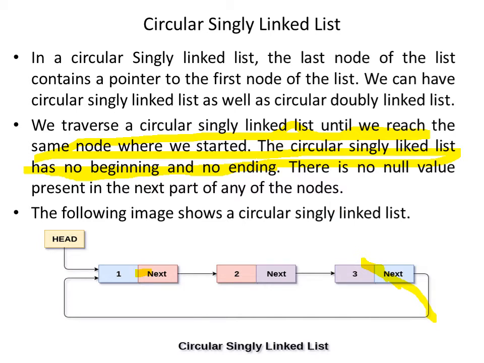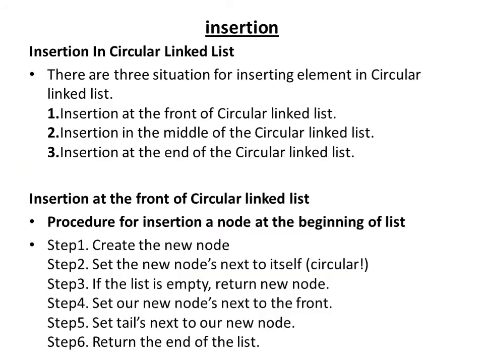Can we tell why we have mentioned this here? That means here I am telling, traverse the list until we reach the same node. For every null value, we would say that it is the end of the list. But here, what happens? That is not possible. Now I will concentrate on insertion. Insertion in circular linked list.